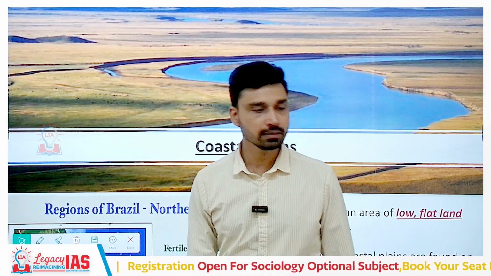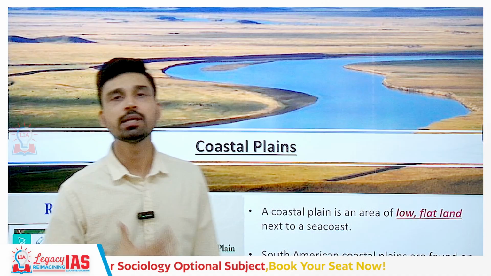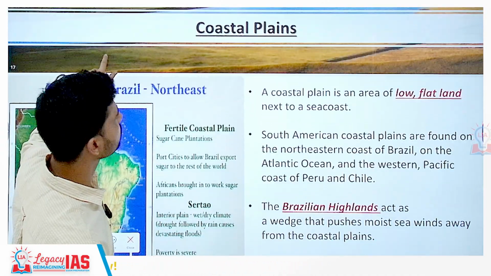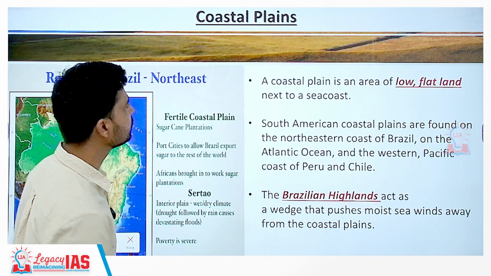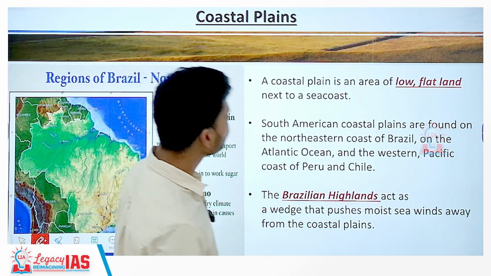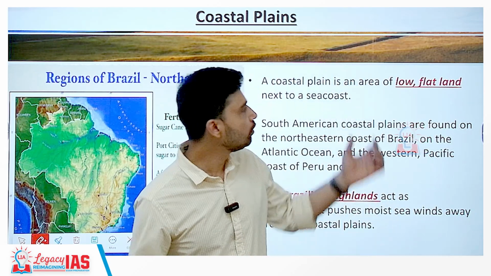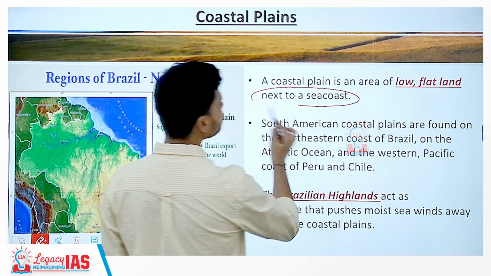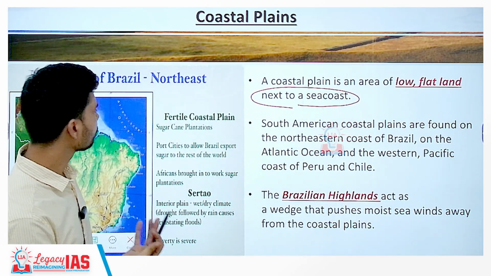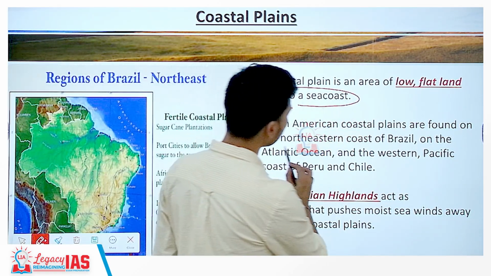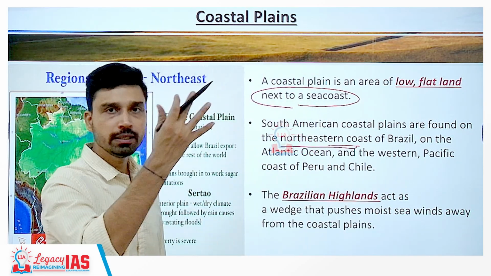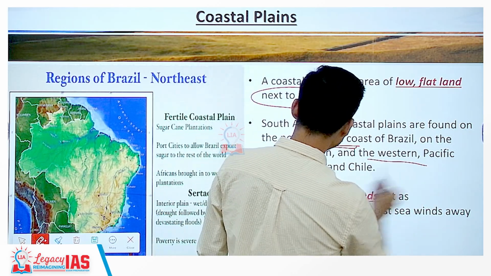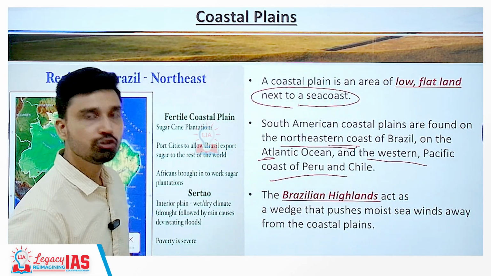Now, after discussing the highlands, mountains and the river system, let us look at the third physiographical region of South America, the coastal plains of the eastern region. A coastal plain is nothing but an area of low-lying elevation. It is flat land lying next to a sea coast, that is why it is called coastal plains. South American coastal plains are found on the northeastern coast of Brazil, along the oceanic line of the Atlantic Ocean, and the western Pacific coast of Peru and Chile as well.